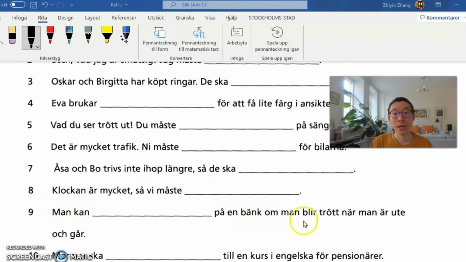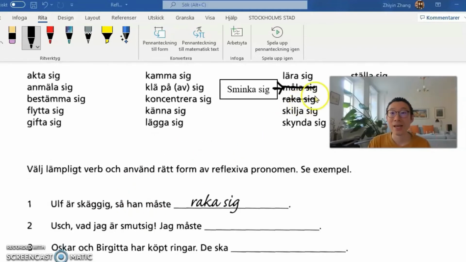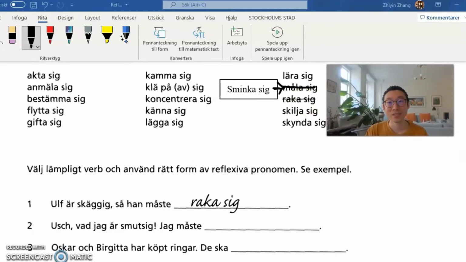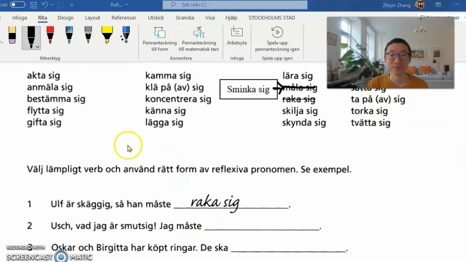Man kan sätta sig på en bänk om man blir trött när man är ute och går. So one can sit on a bench if one becomes tired when you are outside walking. Så man kan sätta sig. Sätta sig betyder to sit.